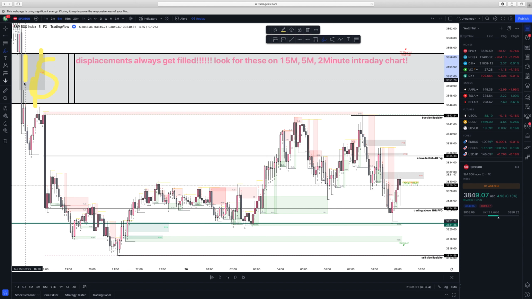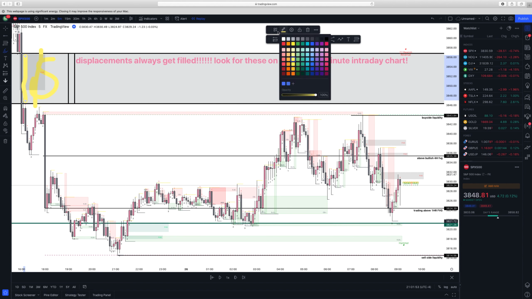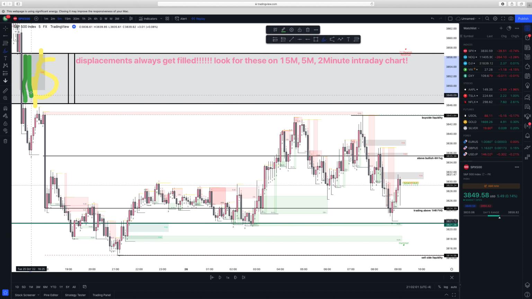So where I drew a line over here, this candlestick here, I'll make that line a different color so you guys can see clear. So where I put this green line over here, you guys see this big old candlestick. Always look for candlesticks like this on the 15, 5, and 2-minute chart. Intraday trading, easy scalping, easy day trading strategy using an ICT concept. You get what I'm saying?